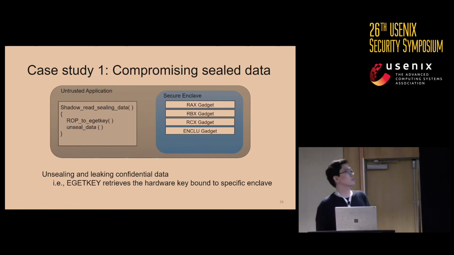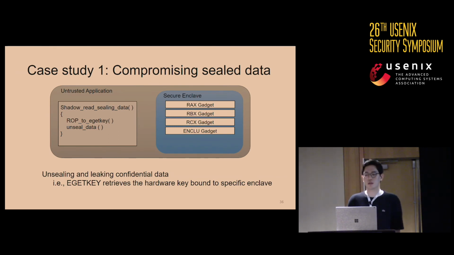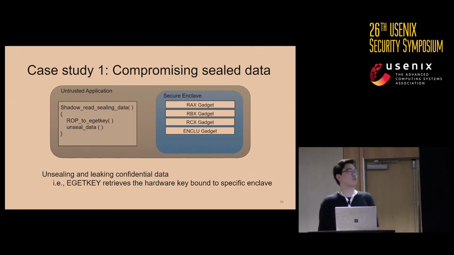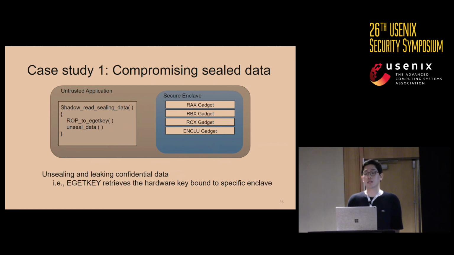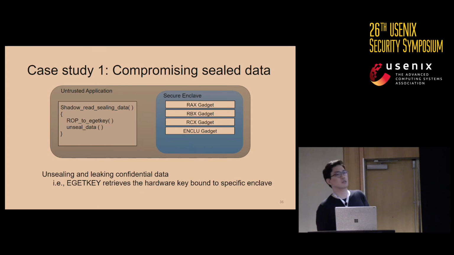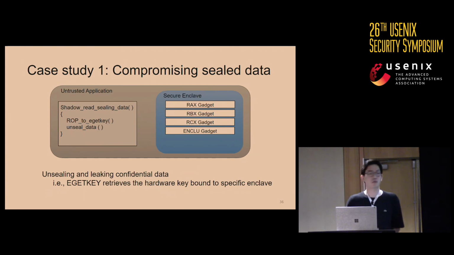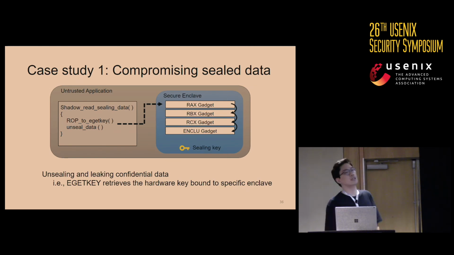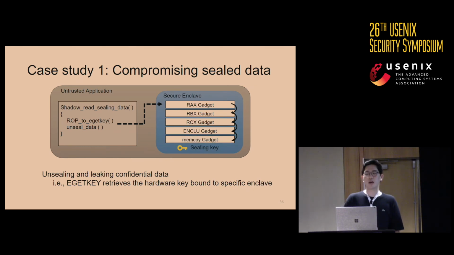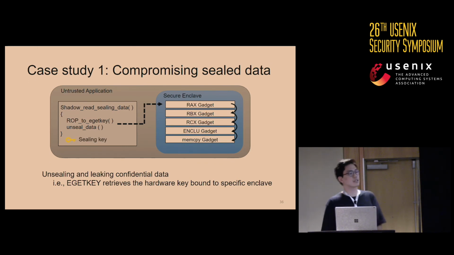And we can also compromise the sealed data. To unseal the data, we need the key that was used to encrypt the sealed data. To retrieve the key, we need to invoke the EGETKEY instruction inside the enclave. And EGETKEY can be invoked through the ENCLU instruction. So we chain the gadgets and return to the ENCLU gadget. Then it will invoke EGETKEY, and the sealing key is generated. So after that, by chaining the memcopy function, we can leak the sealing key, and we can unseal the sealed data.